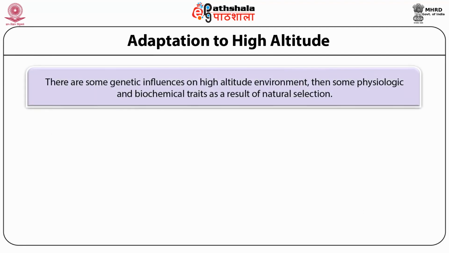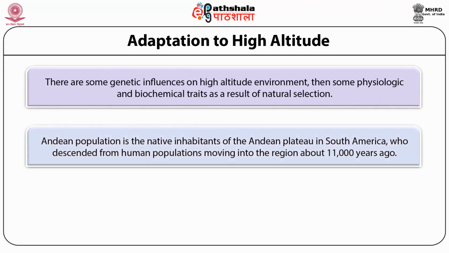There are some genetic influences on high altitude environment, then some physiological and biological traits as a result of natural selection. As can be seen, the genetic makeup of the respiratory component of the Tibetan and Andean populations are significantly different. The Andean population are native inhabitants of the Andean Plateau in South America, who descended from human populations moving into the region about 11,000 years ago.